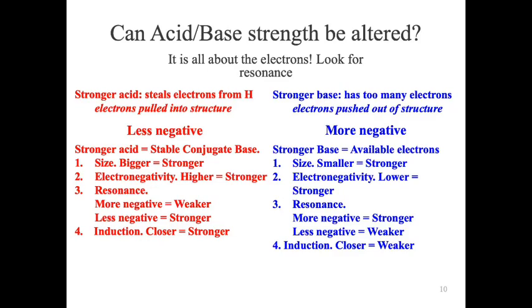Okay. Acid base strength can be altered. A stronger acid steals electrons from the hydrogen. Our electrons are pulled into the structure, meaning we're forming a more stable conjugate base. The conjugate base needs to be less negative. So stronger acids have a stable conjugate base. Size: which is going to be more stable? The bigger it is, the more stable it is, the stronger the original acid. Kind of, sort of?